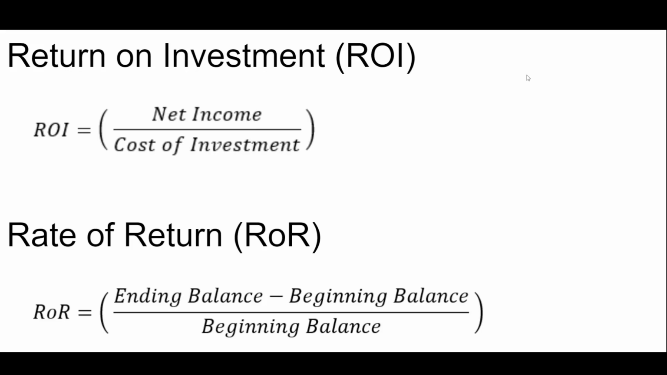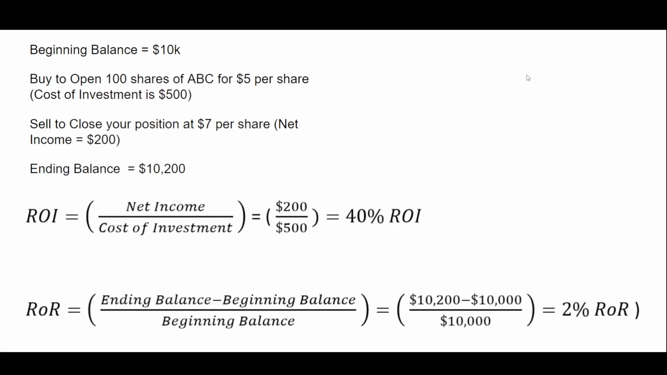Now, I realize this might seem confusing to some of you, so let's use a quick example to showcase the difference. Let's say for this example that you have a beginning account balance of $10,000, and today you purchased 100 shares of ABC Company at $5 per share. Now, sometime later, the stock price increased and you were able to exit that trade at $7 per share for a $200 profit. Great job. Now our ending balance is $10,200.